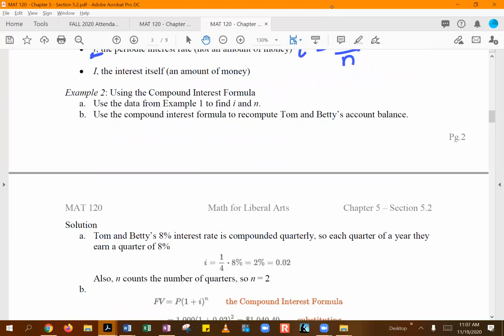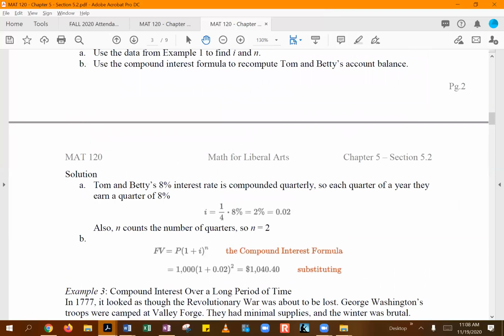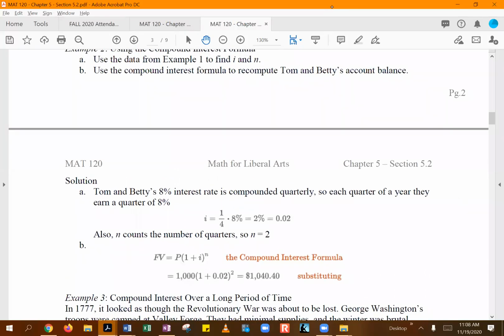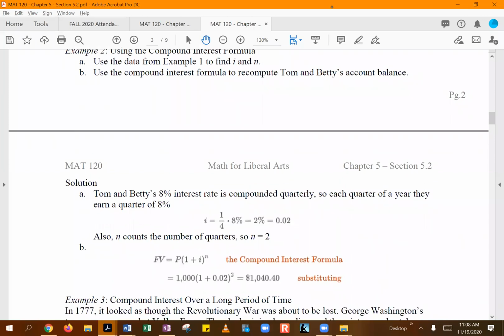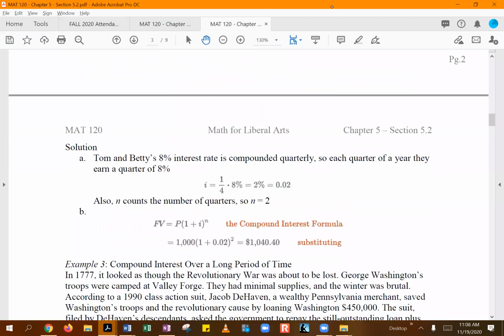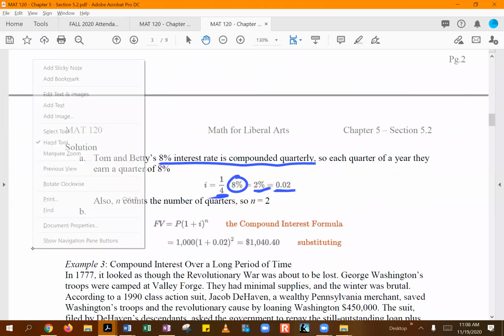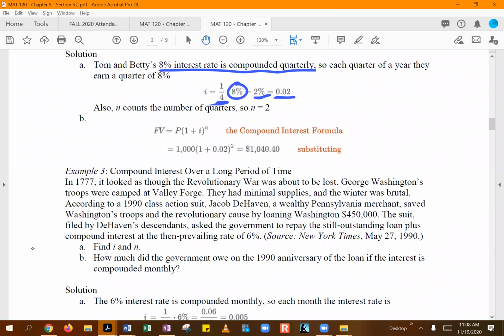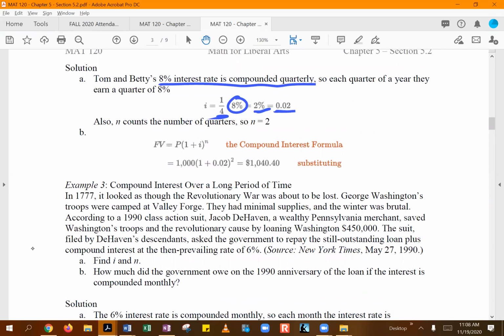So coming back to that same example with Tom and Betty's 8%, depositing $1,000 in that bank account. They're saying find your I and N value. So this was an 8% interest rate compounded quarterly. That means you are taking your 8%, dividing it by 4, which will end up giving you 2%, or 0.02. And then when we put that into this compound interest formula, you will have P, which is 1,000, 1 plus I, this new interest rate we calculated, so 2%.